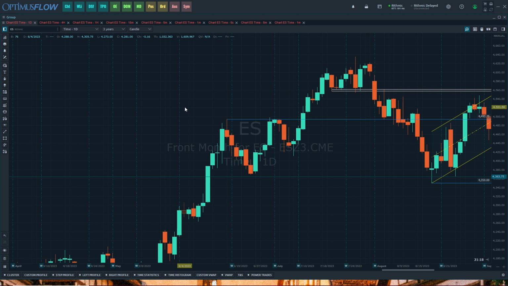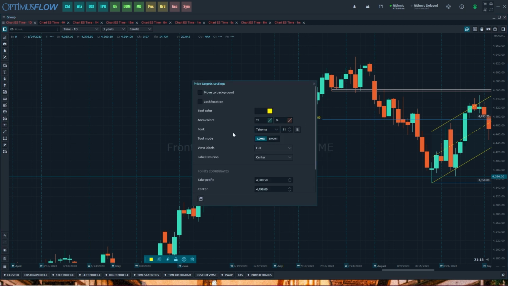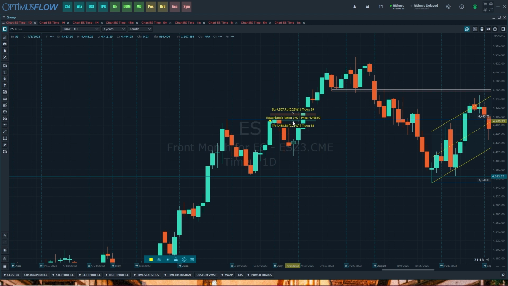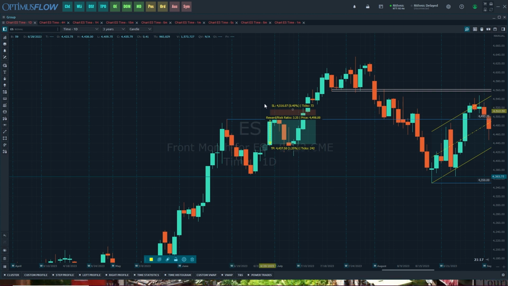The other tool that we can use in Optimus Flow to determine risk reward is the price target tool over here on the left. We would just click on that and click on wherever we entered the market or wanted to enter the market, and drag it over there. The one thing that you will need to do is right click on this and set it to whatever trade you're taking. So in this case, it would be a short, and your take profit would be on the bottom, stop loss on the top, and it will give you a reward to risk ratio.